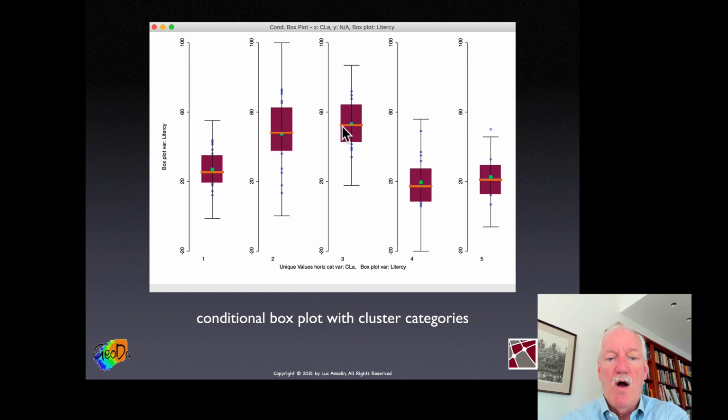2 and 3 are about the same, but then 4 and 5 are again much lower. So this allows us to carry out tests on difference in the median, tests on difference in the mean, analysis of variance, and so on, looking for structural differences following the categories as defined by the clusters. So that's one important use of the cluster results.